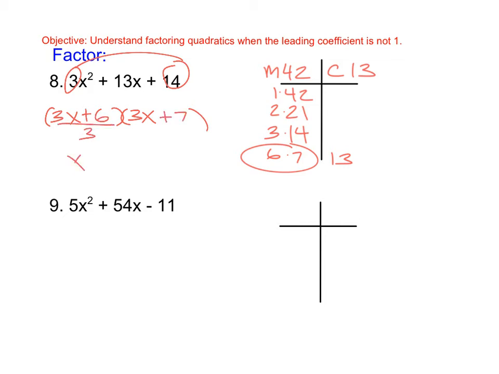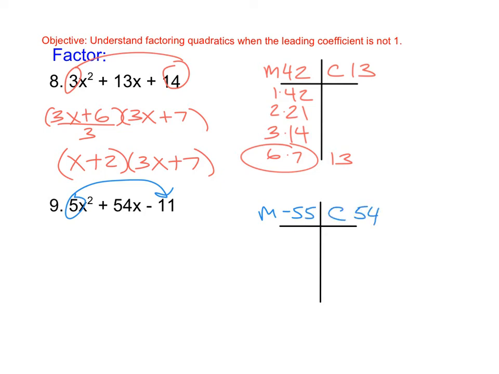Divide out any common factor. And we are done. Number 9. I just circled the number of the problem instead of the a term. 5 times negative 11 is negative 55, combined to positive 54. So it's 1 times 55 with a negative 1.